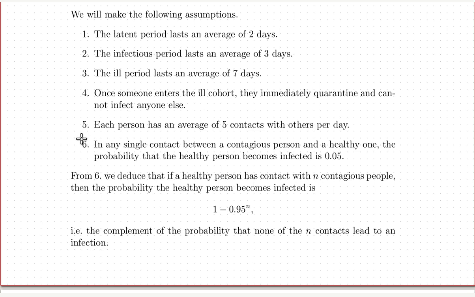I will also assume, and this is the one I'm most dubious about, that in any single contact between a contagious person and a healthy one, the probability that the healthy person becomes infected is 5%, 0.05. Right? That's really not based on very much of anything. I mean, I did a little bit of research, but that would be a very interesting thing to research and try to come up with a better or a good source for this number.